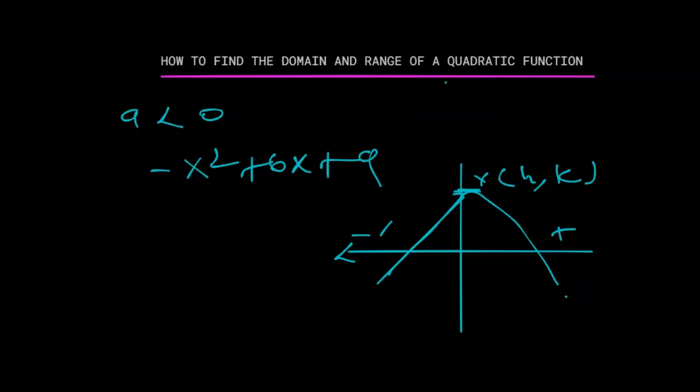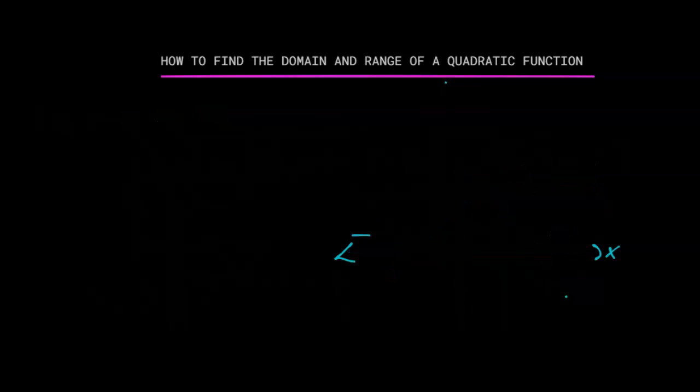But then the curve is going to lie in both the positive x and the negative x regions. And so generally we say that for a quadratic function, the domain is always x such that x belongs to the set of real numbers.